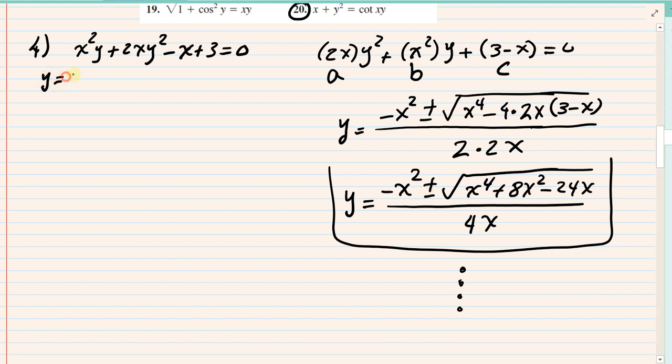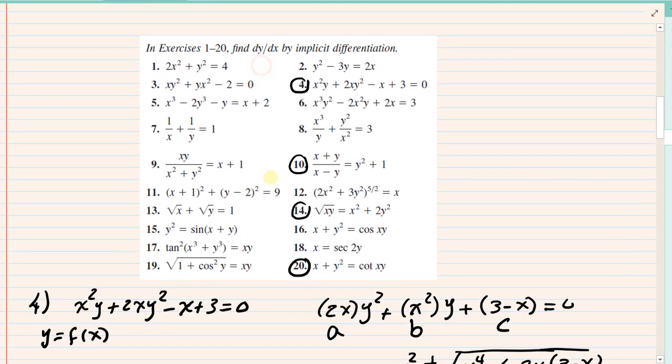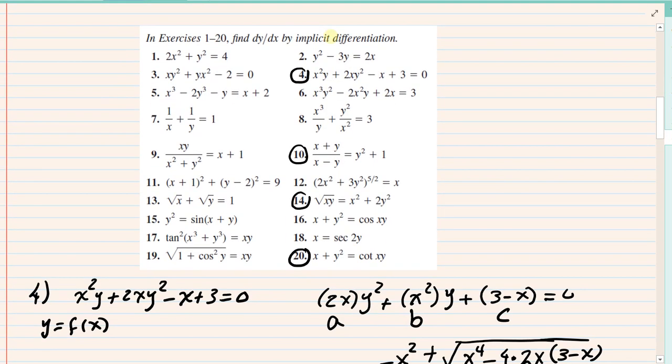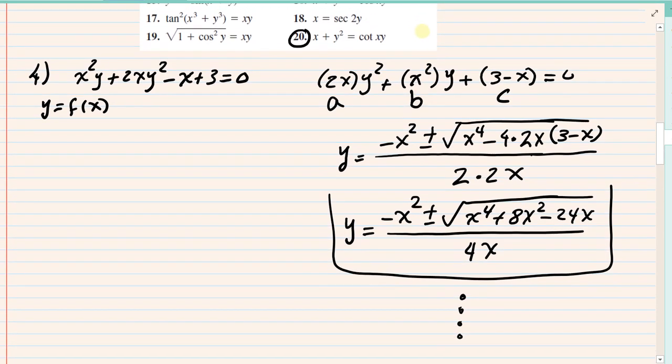Now remember, the assumption is y is equal to f of x. So just as we did earlier, let me scroll back up. Just as we did with this example, anytime we take the derivative of f of x, we end up with f prime of x, right? Now, I'm going to actually keep this in terms of y instead of f of x, okay? But keep in mind, anytime I take the derivative of f of x or y, there will be an f prime of x or y prime.